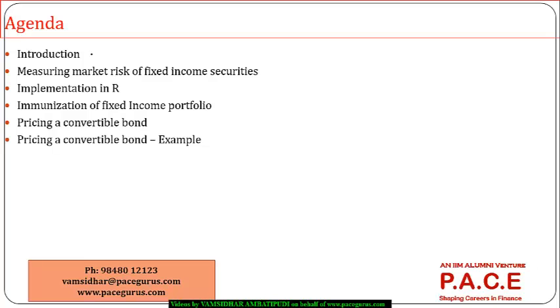So as a broad agenda, we'll look at what fixed income securities are, then how we measure the market risk associated with various fixed income securities. Here is where we'll talk about the different techniques to measure market risk. We'll be covering duration, and we'll be covering convexity.